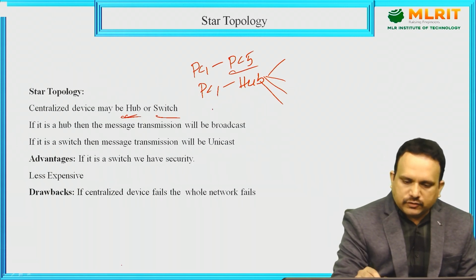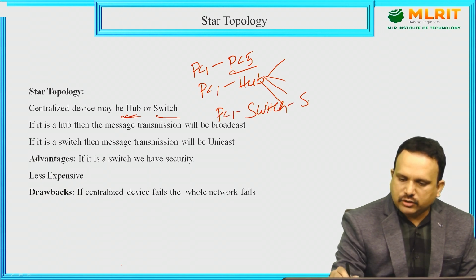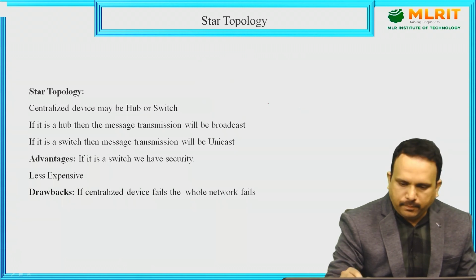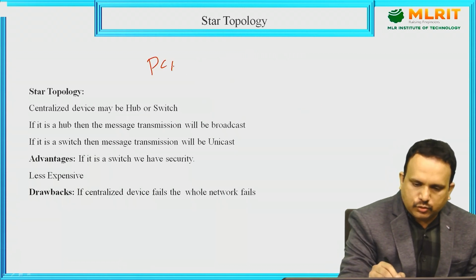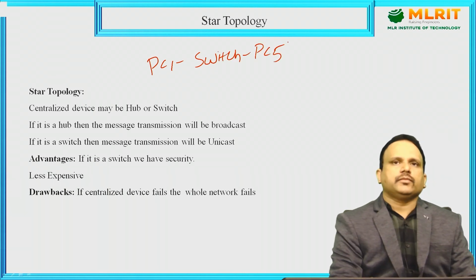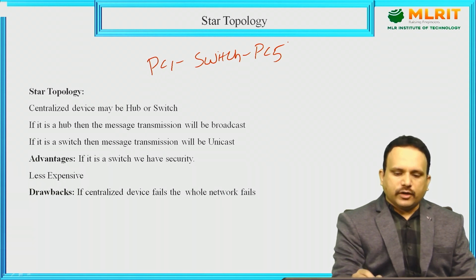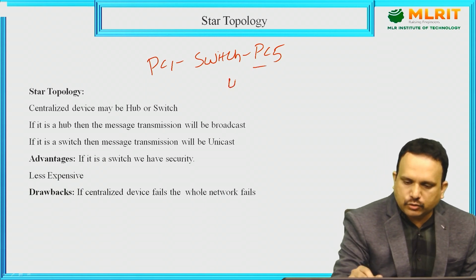So what happens with respect to a switch? If it is a switch, it is going to switch. From PC1 the data goes to the switch, and from the switch to PC5 directly. So it will not reach all the stations, only the intended receiver. That kind of transmission we call unicast.